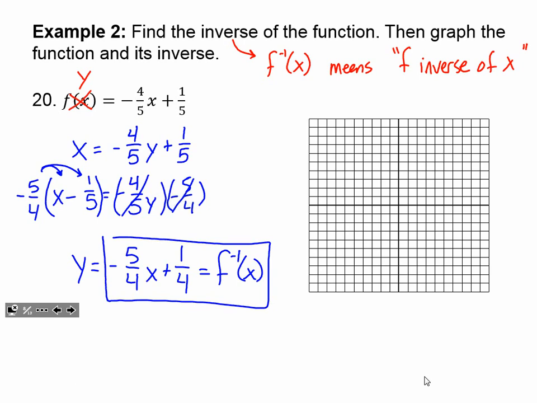So let's graph these two and see if they show the type of symmetry we want them to. So the original function, we'll graph that one in red. I'm up at positive 1/5, and my slope is down 4 to the right 5. And then we can connect those points, and if I had a straight edge, I would use one. I want to make a straight line graph as clean as possible so we can, without a doubt, see that symmetry.